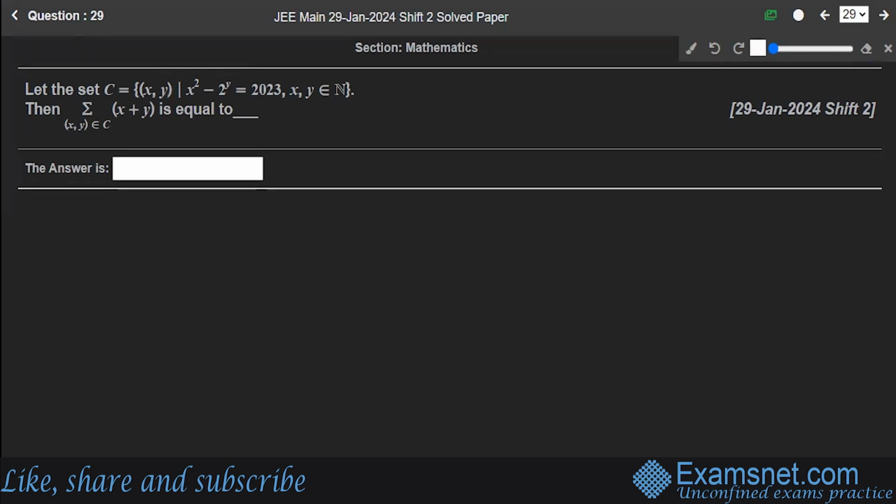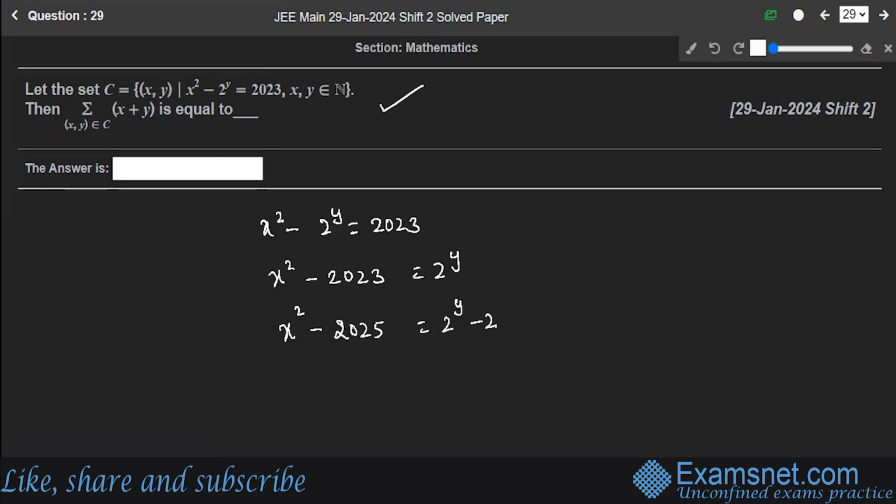Then the summation of xy for (x, y) belonging to this set is equal to. Here in the question, you are having set C which contains this. So if I pick up x squared minus 2^y is equal to 2023, this gives me x squared minus 2023 is equal to 2 power y, or subtracting 2 on both sides, this will give me 2025 is equal to 2 power y minus 2.